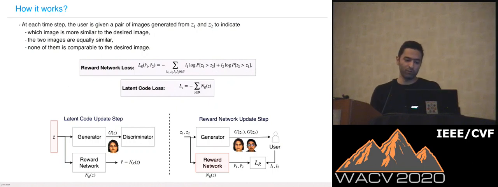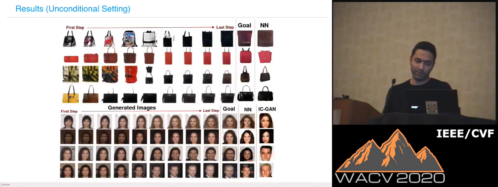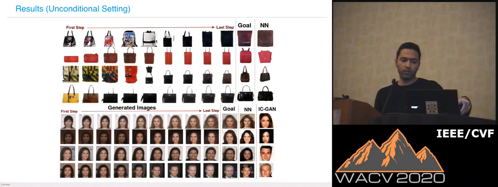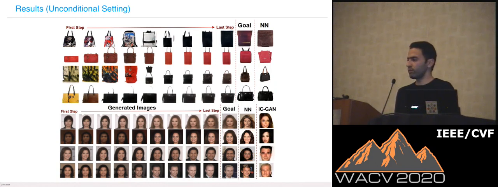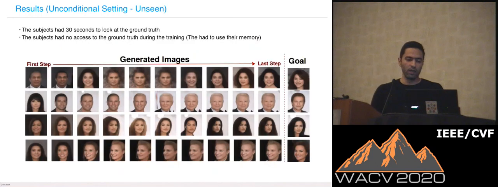If you wait, we can see some results, hopefully. Here are some results, and you can see how the output of the network evolved through the different steps, and a comparison from the first to the last step. It's around 100 steps. Then you can compare the last step with the goal image, and also other techniques like nearest neighbor in the training data, or ICGAN for face generation. You can see that pretty much most of the details are in our last step output, but not in other techniques if you compare.